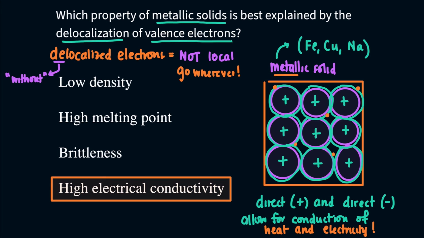Metals are usually not going to be brittle. That is a characteristic of nonmetals. High melting point is not necessarily because of the delocalization of valence electrons. That's basically just what metals are. And low density isn't really a property specific to the valence electrons. The only thing that the delocalization, the highway system for the valence electrons, does is expose the positives and the negatives so you can conduct heat and you can conduct electricity. So that's why D is the answer.